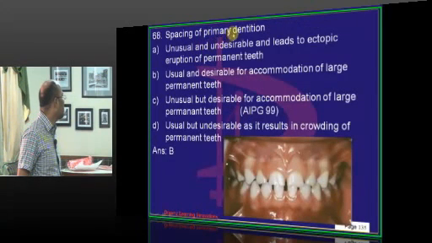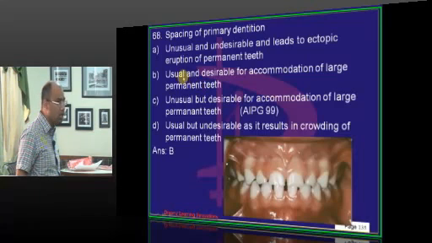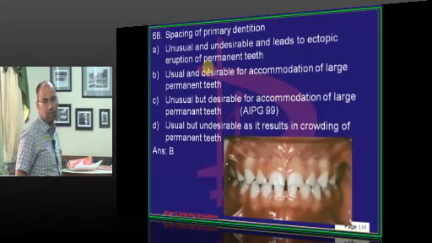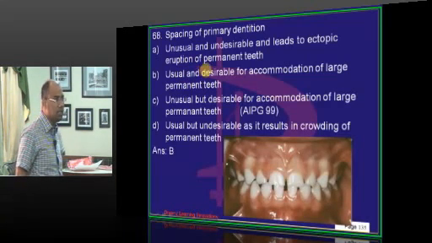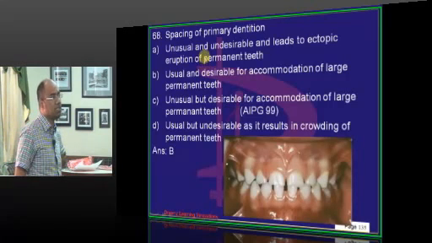Spacing of the primary dentition is absolutely normal and is desirable for accommodation of the large permanent teeth. That is physiological spacing.